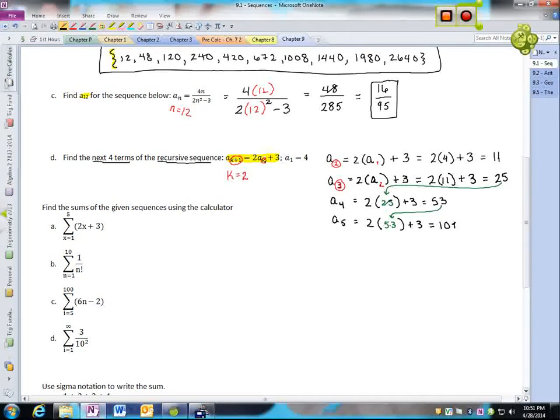So this funky looking notation up here, a sub k plus 1 equals 2 times a sub k plus 3, is just saying take the term prior, multiply it by 2, and then add on 3. Okay, my next 4 terms were 11, 25, 53, and 109. Let's move on to the next set of examples.